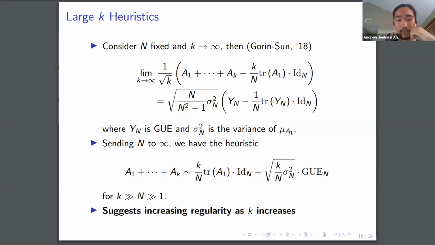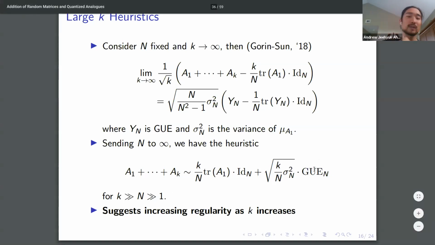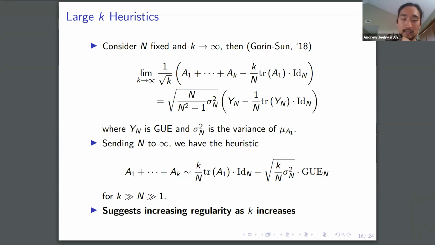Alternatively said, this heuristic just tells you that as we increase k, we are increasing the regularity in these sums, no matter how pathological your original A_i's were. And so if we take k large enough, and it turns out that taking k large enough means you can still take k to be finite, then you should see GUE statistics at the edge. So are there any questions about this heuristic? Okay, cool.